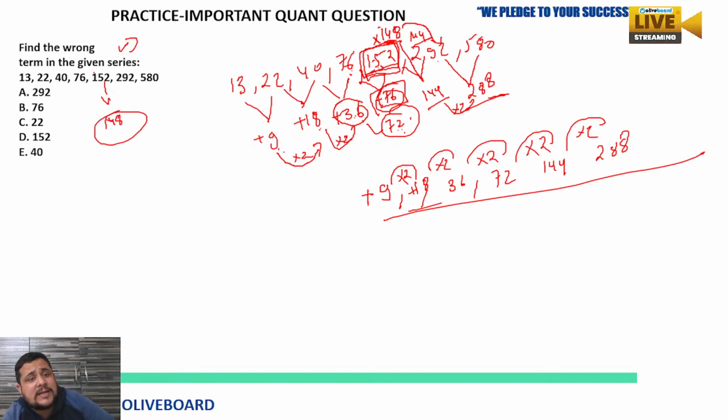They are asking you the wrong number in the series, so you can say 152. Option D is the correct answer, meaning this is the wrong number in the series.